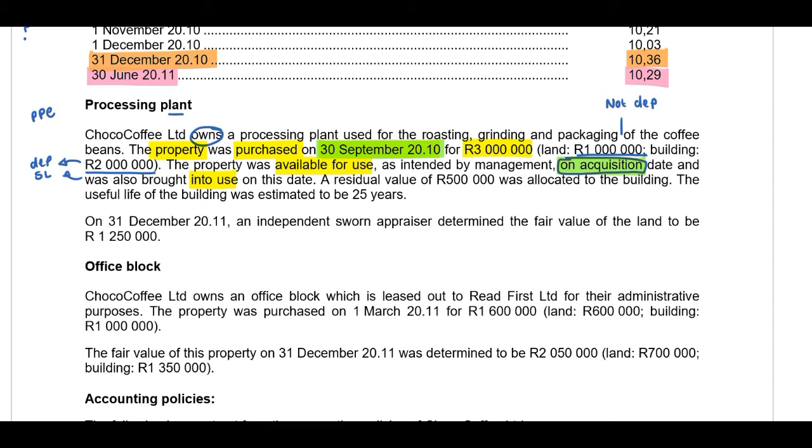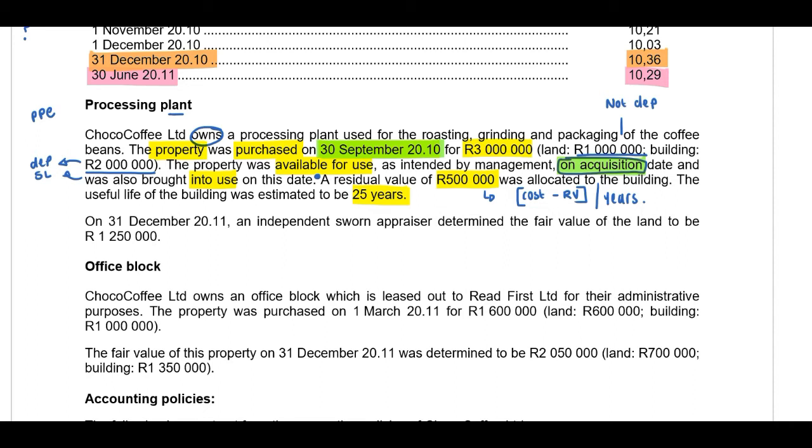Then, a residual value of 500,000 was allocated to the building. The useful life of the building was estimated to be 25 years. Again, what is important here? We need to determine our depreciation, which will be the cost minus the residual value, divided by the useful life in years.